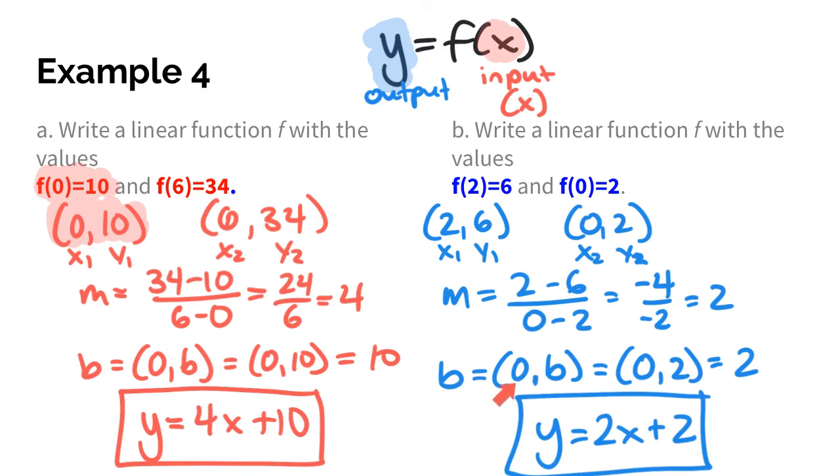My y-intercept, again, is my value of y when x is 0. So I would recognize a point (0, 2), which means my y-intercept is also 2. So plugging those in, I get 2x plus 2 as my function.